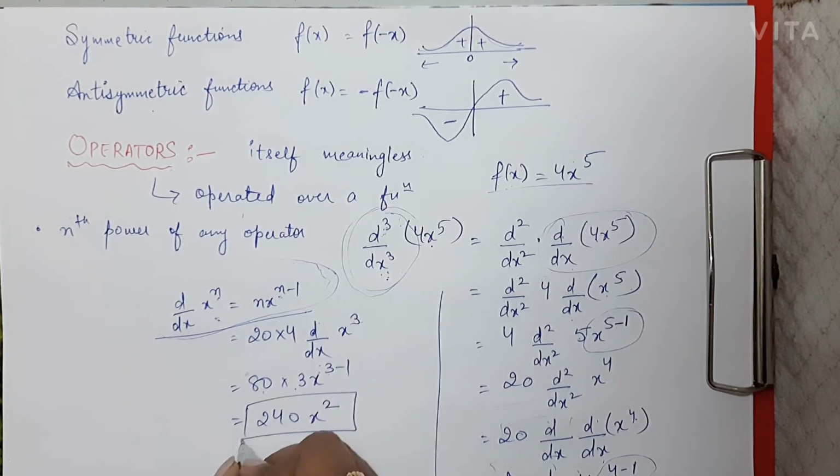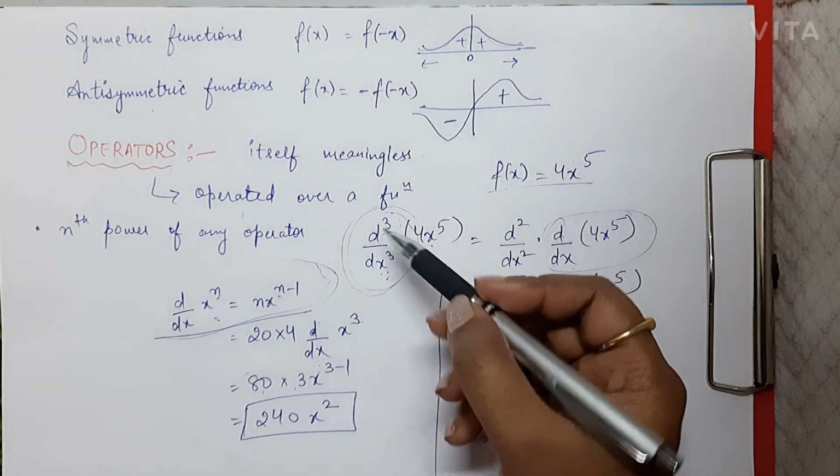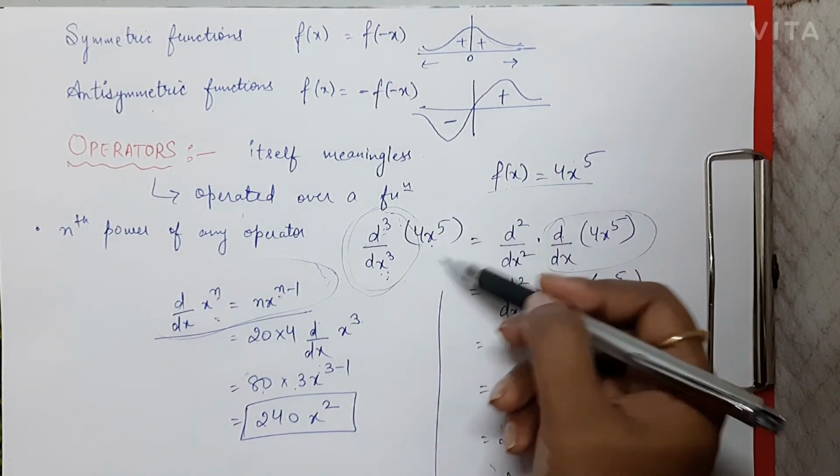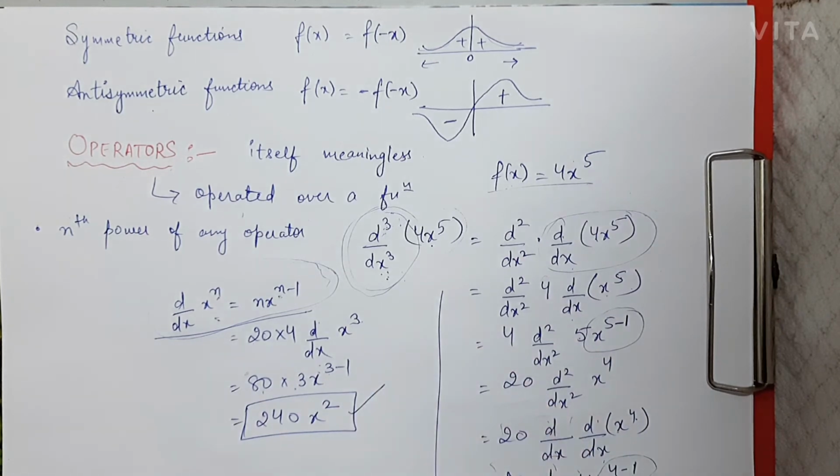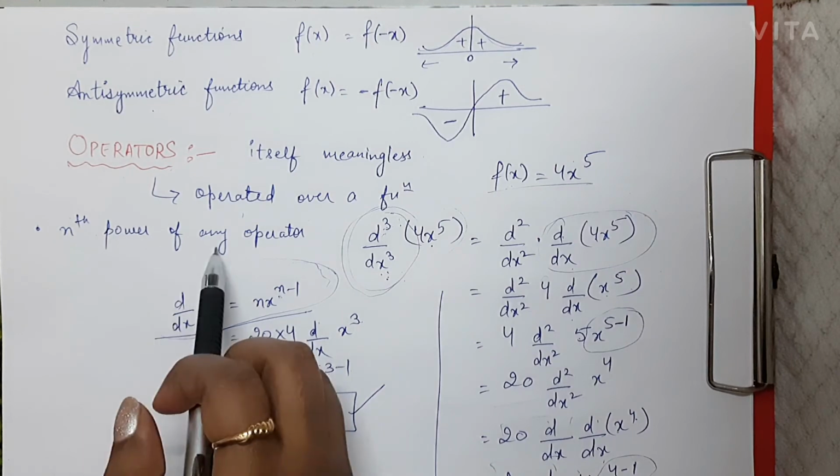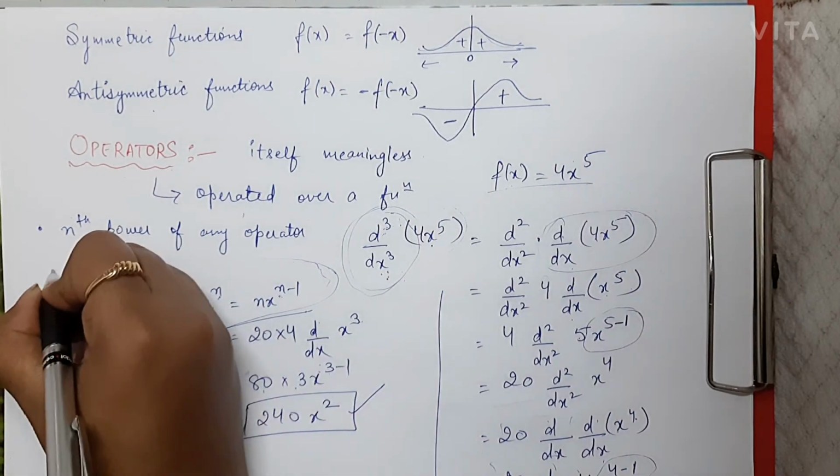So this will be the answer. This will be the final answer. So if we are going to operate this operator over this function, we are going to get this result. Okay, so this is what I meant by saying that nth power of any operator will be operated n times.